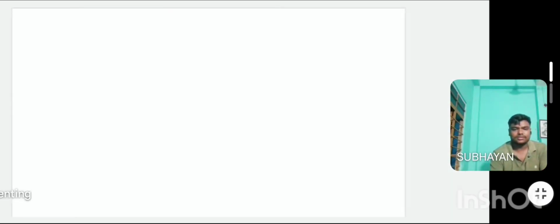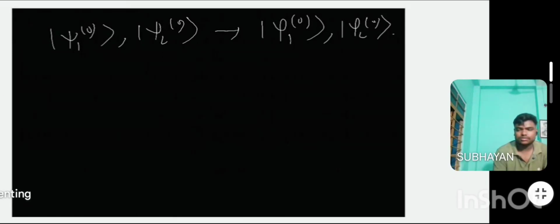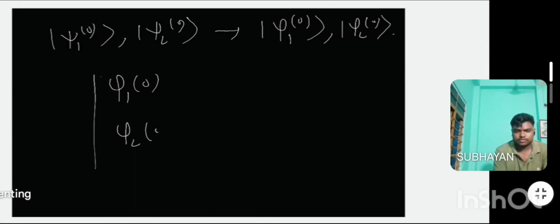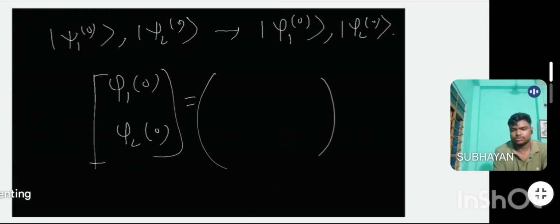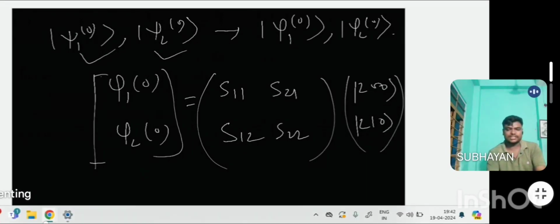So then we have to make the transformation from psi 1 naught and psi 2 naught, that means 210 and 200, to phi 1 naught and phi 2 naught. So you have phi 1 naught, phi 2 naught is equal to S11, S21, S12, S22 of 200, 210, that means psi 1 naught and psi 2 naught. So this is the transformation you can make.